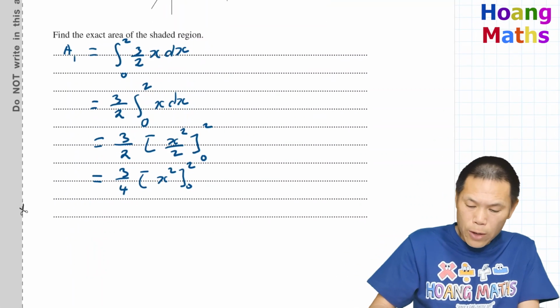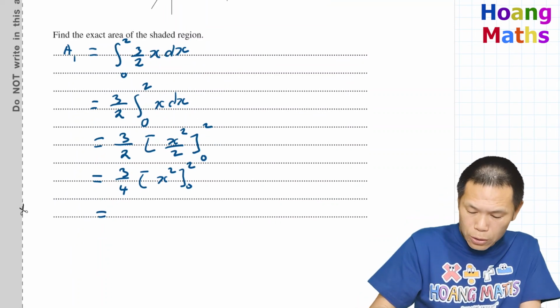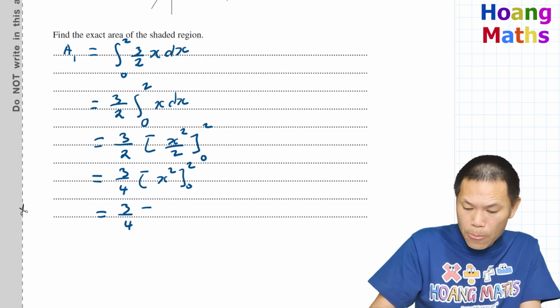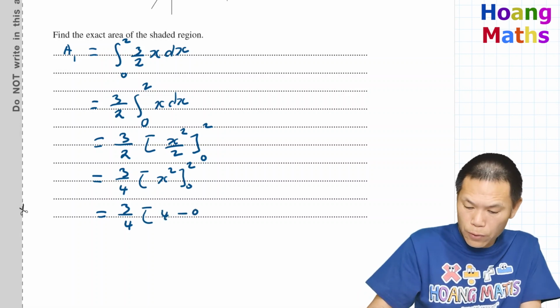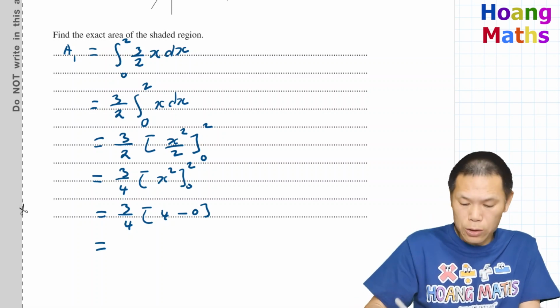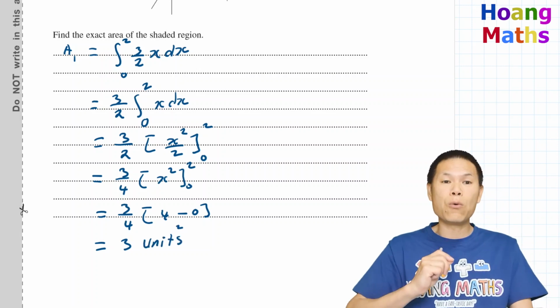Now to evaluate this, x becomes 2, and 2 squared is 4, minus 0 squared is 0. So that will give me 4 times 3 over 4, which gives me 3 square units. So that is area 1.